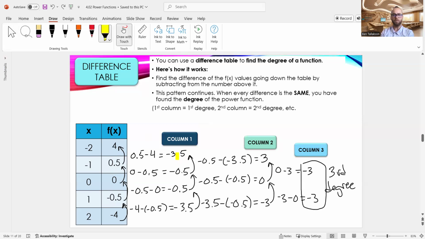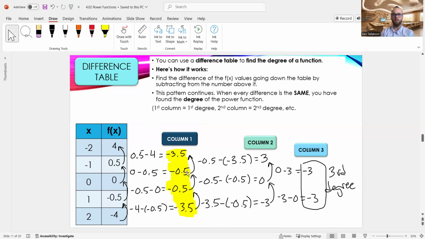Okay, so when we do that, we get these values, okay? We're going to call this column 1. Those are our answers the first time we subtracted. If those values were all the same, this would be a first degree polynomial. That's how this difference table is used. But obviously these values are not the same. So we do the same thing.